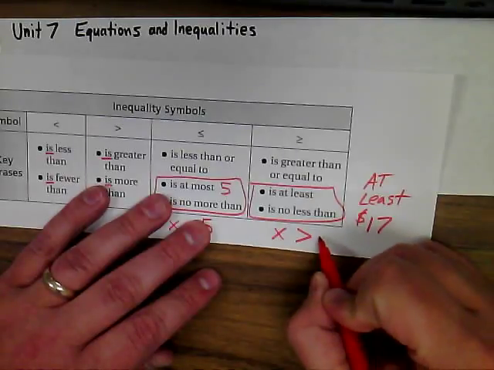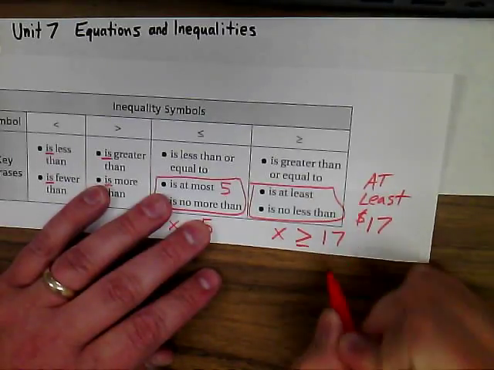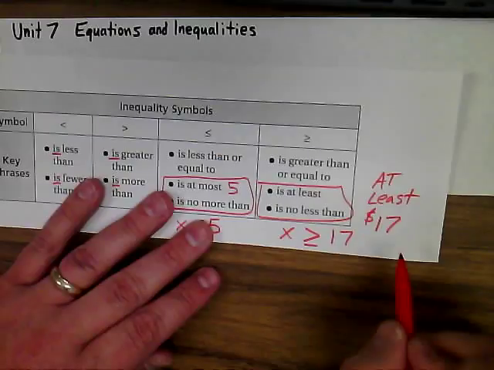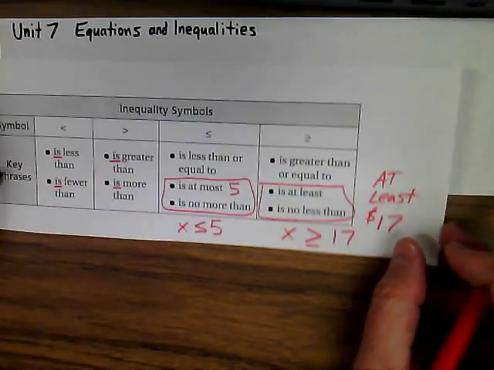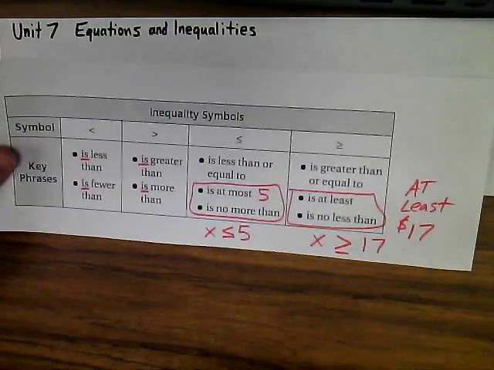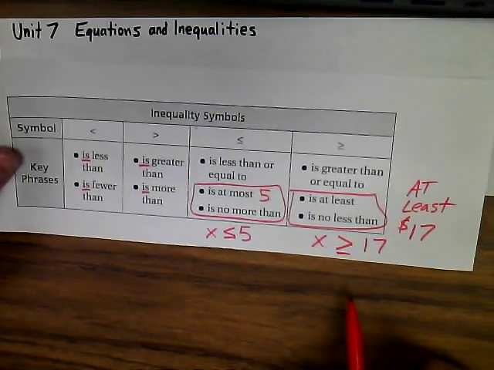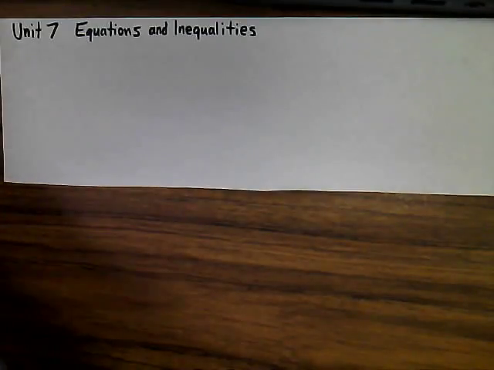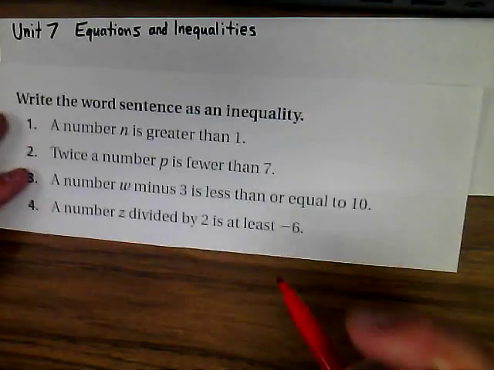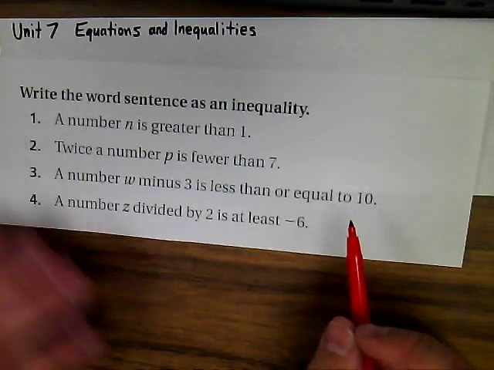So x would be greater than or equal to $17, because I have either 17 or more than that. So be very careful, and instead of trying to memorize these, think logically when you read them. Our goal here is to be able to transfer these into inequalities.